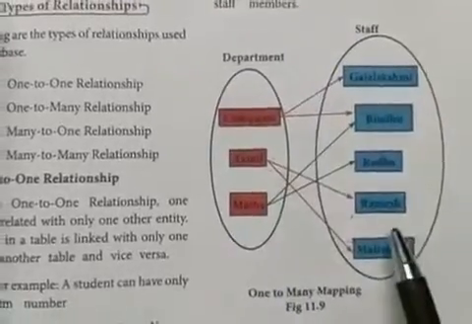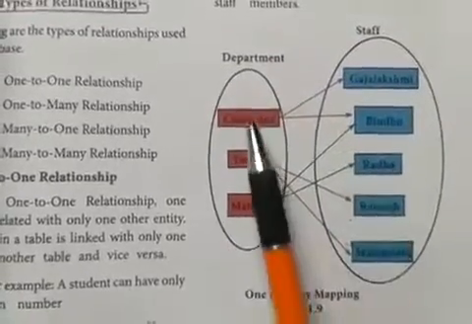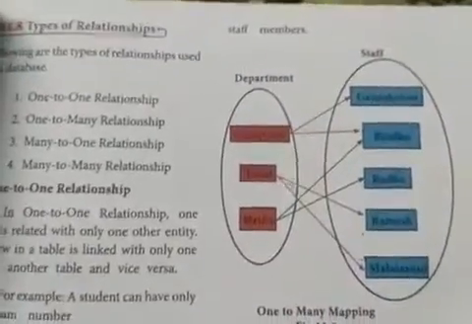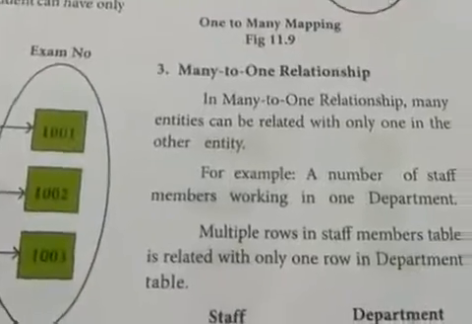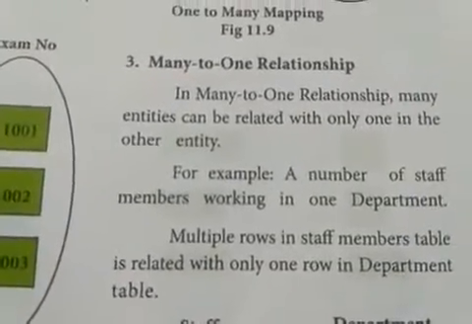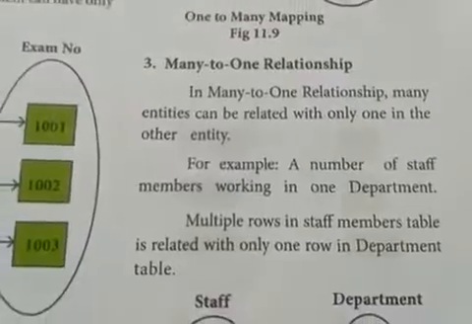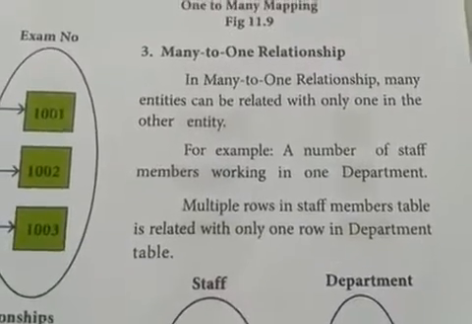Can you understand this? Any one entity can be related with many entities in the other table. This is said to be a one-to-many relationship. And the next topic is the many-to-one relationship. This is the reverse, or reversed understanding, of the one-to-many process.